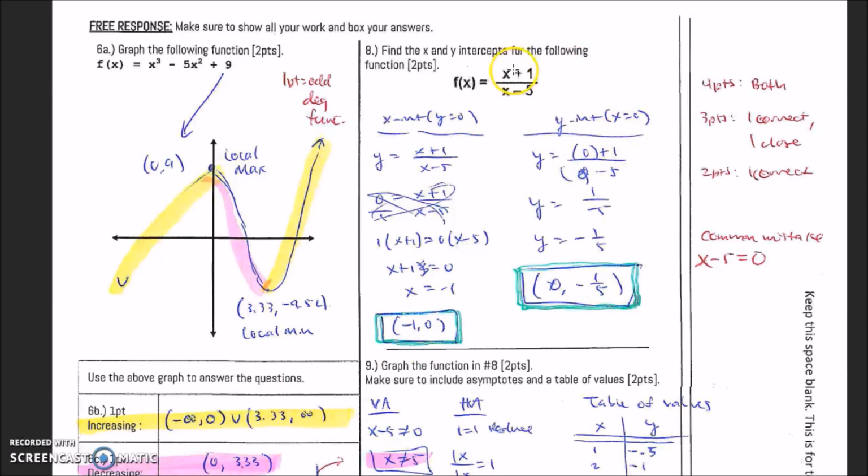Put in 0 for my x's here. You get 1 over negative 5. 0, comma, negative 1 over 5, or negative 0.2, would have been correct. 4 points if both of those were correct, 3 points if one's correct and one was close, and 2 points if just one was correct and the other one's way off. A common mistake was to write x minus 5 is not equal to 0, or equal to 0, thinking about the denominators. But the denominator, used to find the domain, has nothing related to the x and y intercepts.